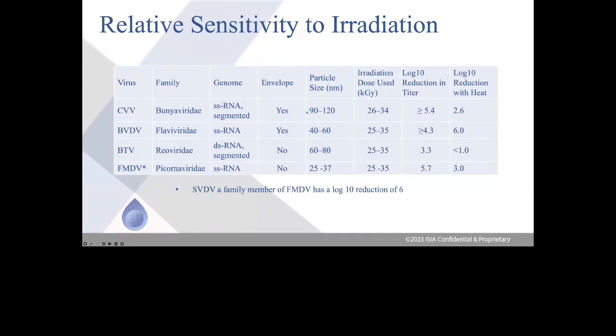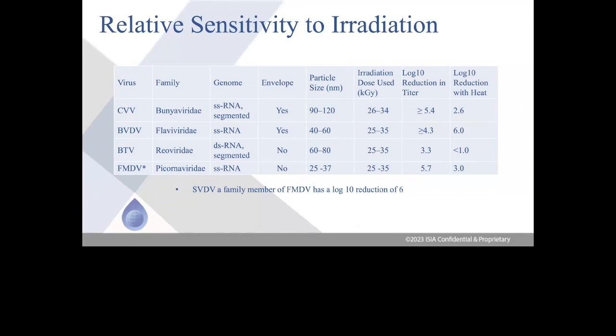So, for example, for Cache Valley virus, you're going to get a log 5 reduction in viral load, which is a good number. We already said 4 is really good. We're looking here at highly sensitive viruses, and they're both enveloped, and that makes sense to us all. The bluetongue is not quite as susceptible to gamma irradiation, but does in fact get pretty well dealt with.